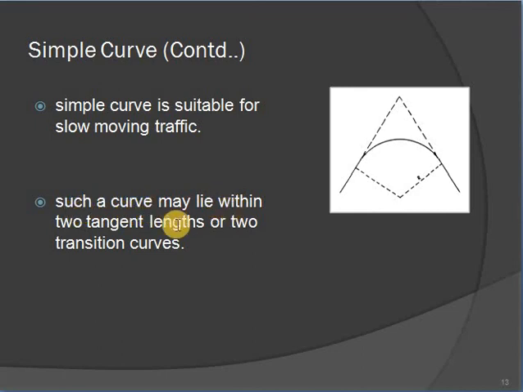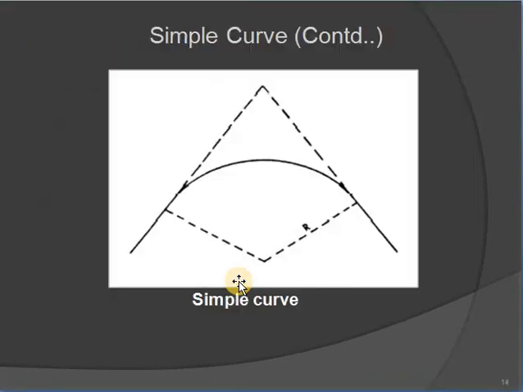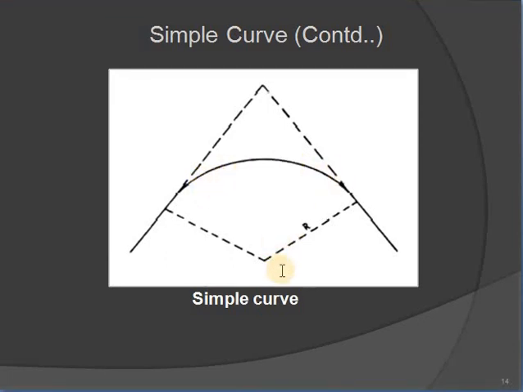Such a curve may lie within two tangent lengths or two transition curves. And simple curve you can see here. R is nothing but the radius. The black color line is the straight road, and the black color curved line is the parabolic part. We will call that a simple curve.